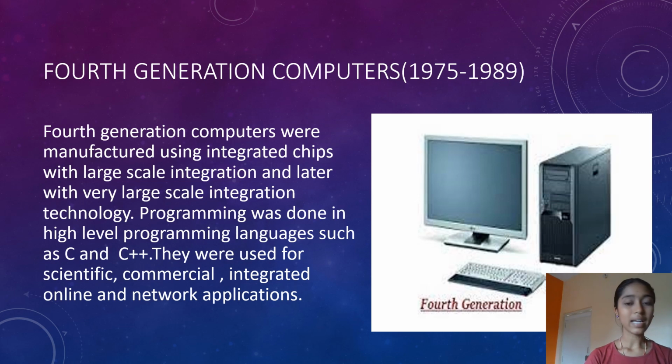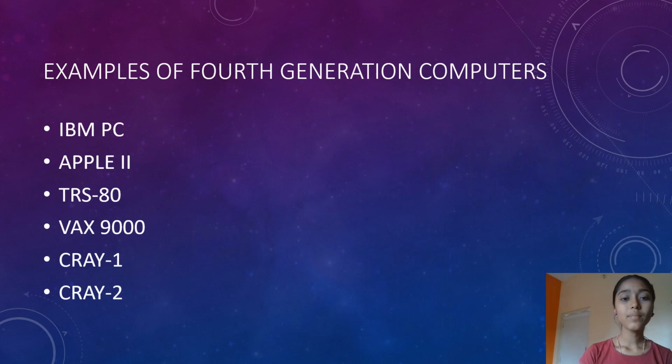Semiconductor memory was used as primary memory and large capacity magnetic disks were used as built-in secondary memory and magnetic tapes and floppy disks were used to store data and instructions. Examples of fourth generation computers include IBM PC, Apple II, TRS-80, VAX 9000, Cray 1 and Cray 2. Highlights of fourth generation computers. They were faster, smaller, cheaper, powerful, reliable, and easier to use compared to prior generation computers.